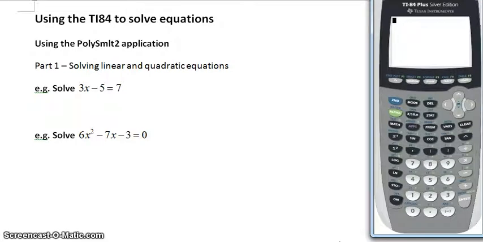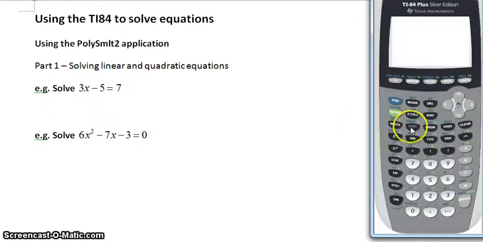We could have power 3, which are called cubics. We could have power 4, power 5, power 6, and so on. All equations of this type are called polynomials. Okay, so this is how we use the application.